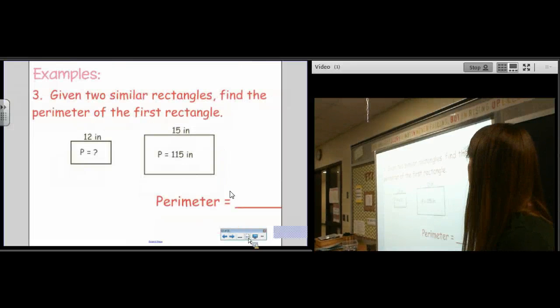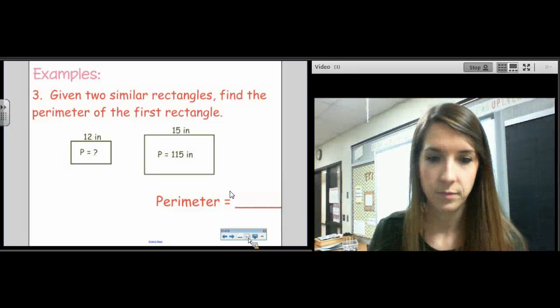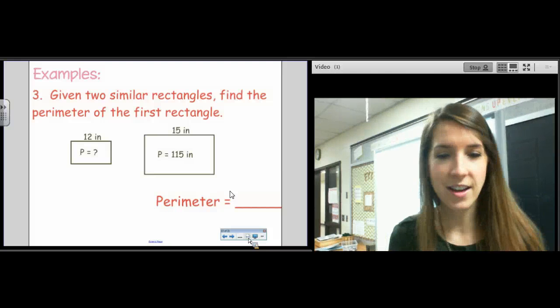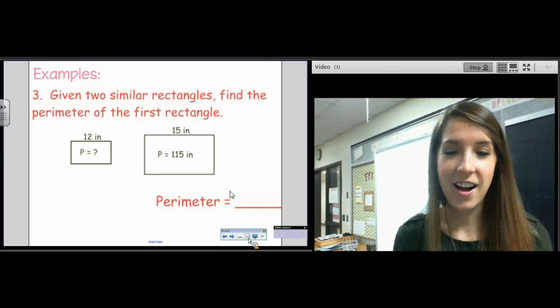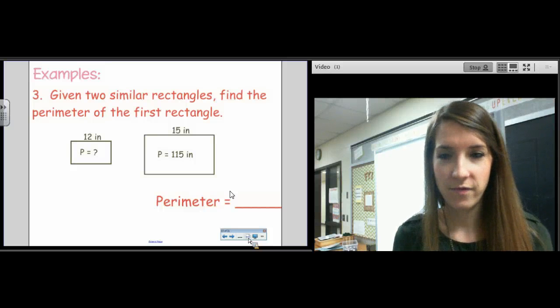Given two similar rectangles, find the perimeter of the first rectangle. Oh, sorry. I thought Jenny typed that. It was Austin. Sorry. Austin, you're mean. Jenny, I'll give you another one. Yes, it's yours.